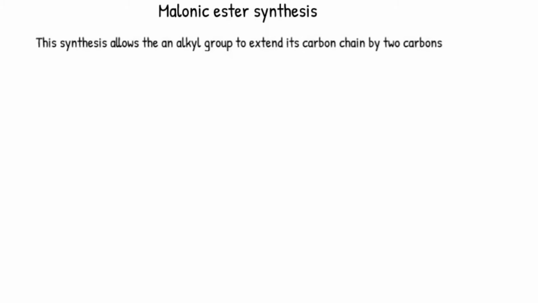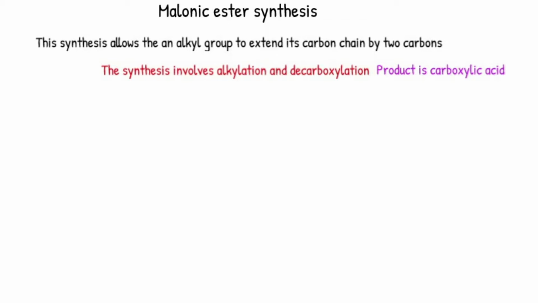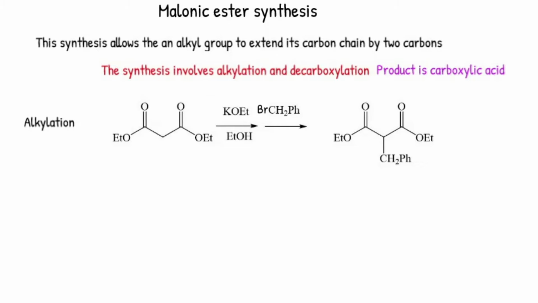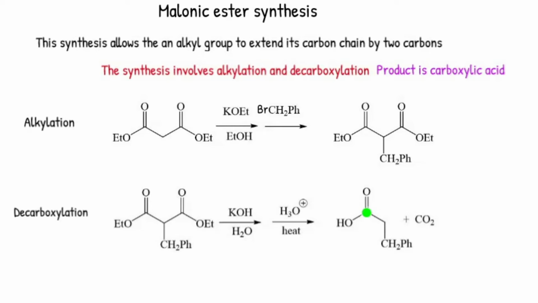The malonic ester synthesis allows the alkyl group to extend its carbon chain by two carbons, and the product of the synthesis is a carboxylic acid. The steps are very similar to the acetoacetic ester synthesis. Here is the alkylation. It requires deprotonation of the alpha carbon, followed by alkylation with an SN2 reaction. Here is the decarboxylation step. Treatment of both ester ends with base and then acid, followed by heat to decarboxylate, gives the carboxylic acid product.